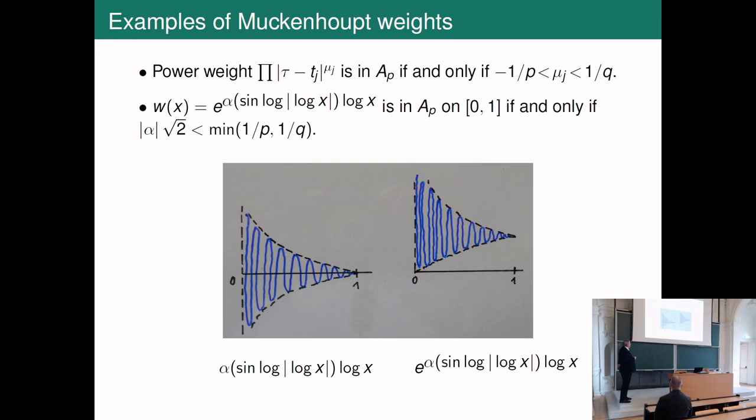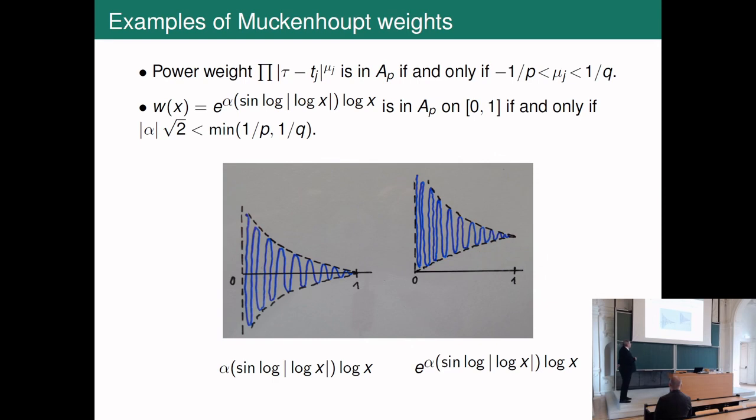So, okay, what is this function here? Let's consider this on (0, 1). If x moves to 0, then the modulus of the logarithm goes to infinity. The logarithm of this logarithm still goes to infinity. And now we take the sine of this, so we get an oscillating function. And we multiply this oscillating function by log x. This means we get a function whose oscillations become larger and larger. We multiply this by a real number alpha, and so we get this picture.